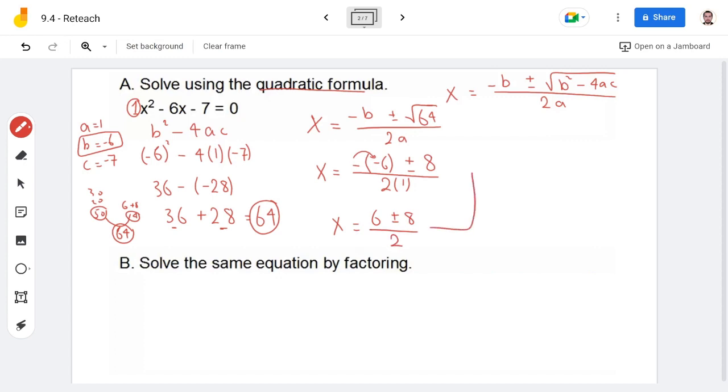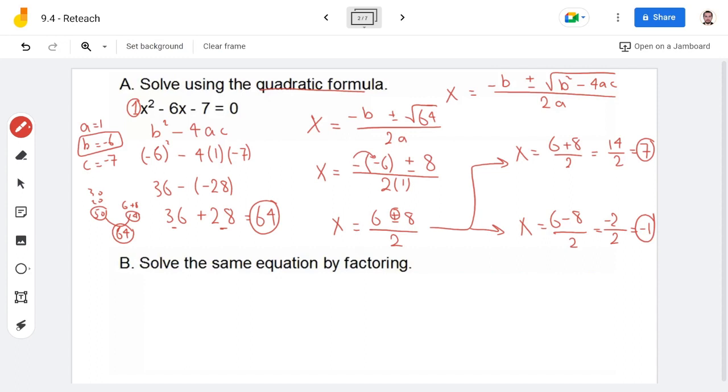Now I will have two solutions. The first solution with the positive one: x equals 6 plus 8 over 2, and the other one with the negative: x equals 6 minus 8 over 2. Now simplify this. 6 plus 8 equals 14 over 2, which is equal to 7. Now, 6 minus 8 is equal to negative 2 over 2, which is equal to negative 1. Clear? So that's my solutions.